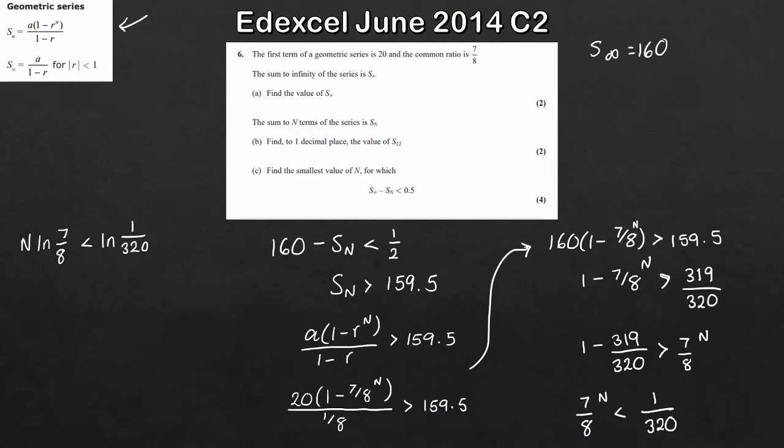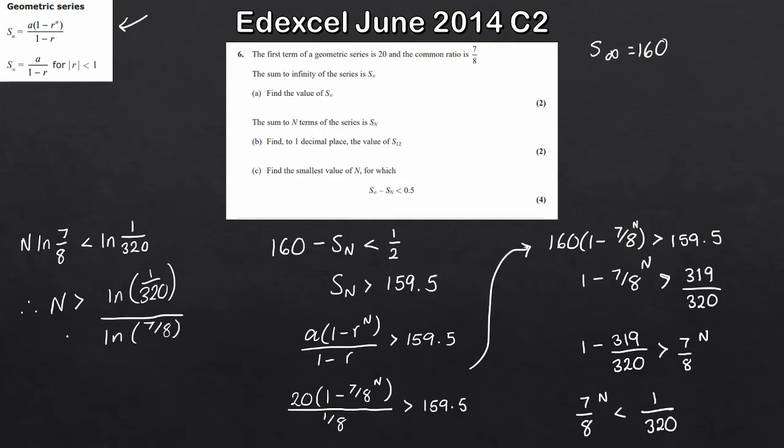Well, all we want is the smallest value of n. So all we need to do now is divide by ln 7 over 8. But you've just got to be so careful here. This is really, really common with these type of questions. If you divide by ln 7 over 8, plug this into your calculator and just check what value this is. And you'll notice that this is actually negative. Okay? So, because it's negative, remember the inequality sign will flip. So what we're saying then is that n is greater than, so just be very, very careful for that, ln 1 over 320, in brackets so it's clear what's going on, divided by ln 7 over 8.